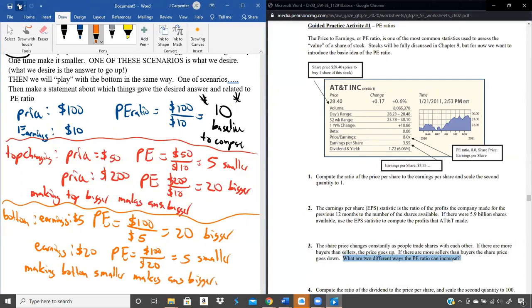This is an extremely basic idea of mathematics. When you have a division, if you make the top bigger, the answer's bigger. If you make the bottom smaller, the answer's bigger. So the top can increase or the bottom can decrease. And it's those two factoids right there that have everything to do with direct and inverse proportionality.